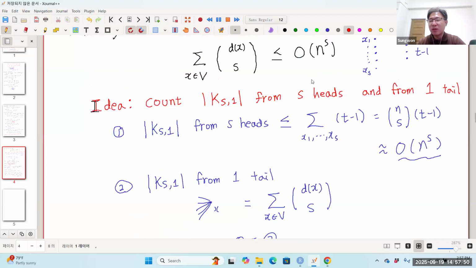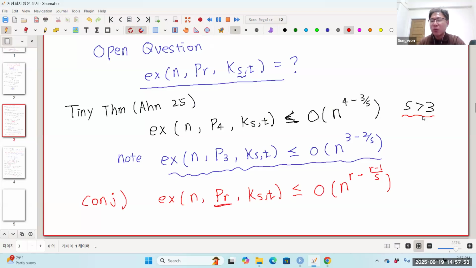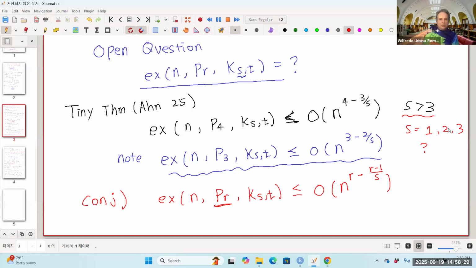Oh, and one more thing. This is actually the case when s is greater than 3. So even this one is not completely proved, because what if s is equal to 1, 2 and 3? How can we prove that? Well, it's not proven yet. That would be the next thing that, if people are interested, maybe they can do it. Any other question or comment?